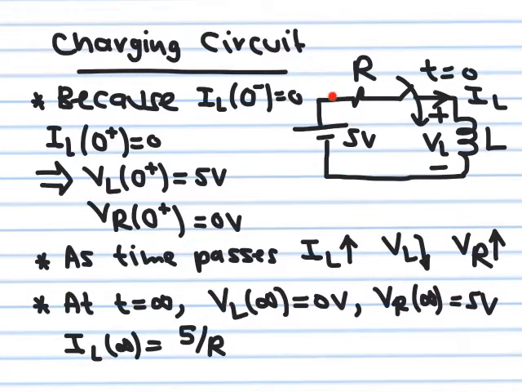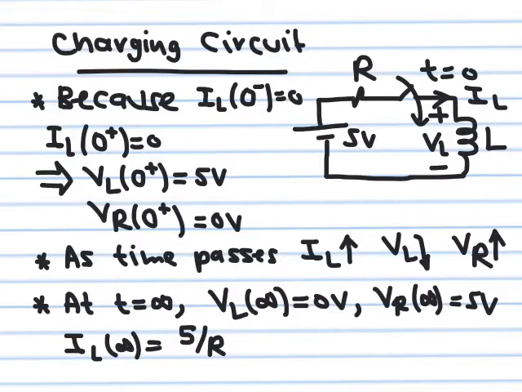If the current is 0, this means that VR is 0. The voltage across the resistor is 0. But 5 volts is equal to VR plus VL. Then VL will have to be equal to 5 volts immediately after you close the switch. Okay, so this is very interesting. VL changes instantaneously from 0 to 5.